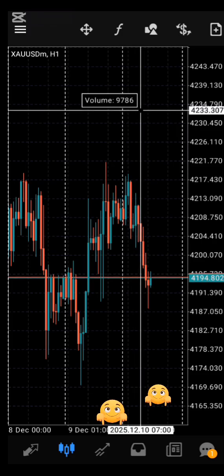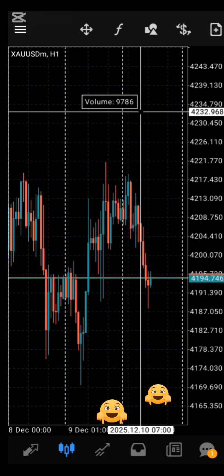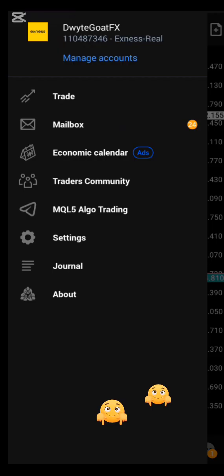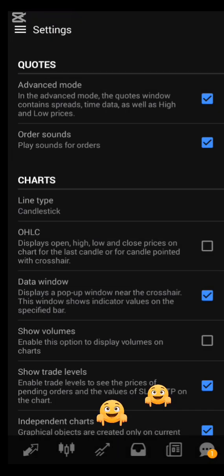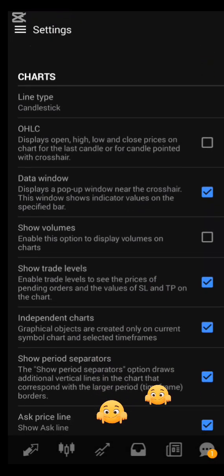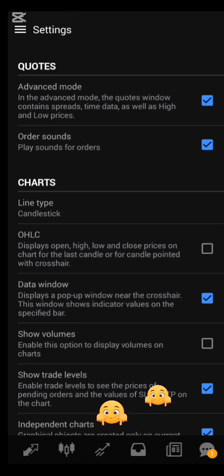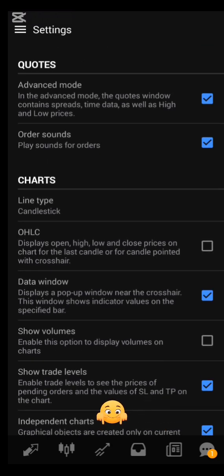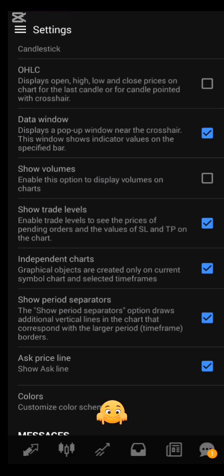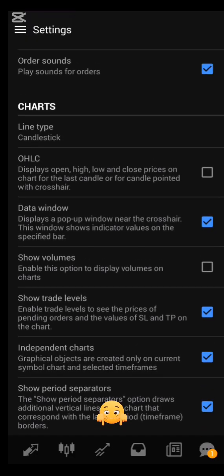Do you get my point? So let's stick to the basics. And if you come back to the settings, you can put it off if you know it distracts you while you do your analysis. You can put that off if you want, but most times people like to leave it on in order for them to know about their data window.